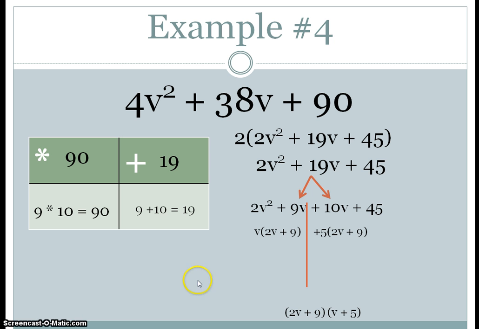Now we can't forget that we had actually pulled something out in the beginning. So what you need to do at this point is bring that greatest common factor back in, so that when we multiply this out, we would go back to our original expression. If you had just multiplied these two out, we would only get what's inside the parentheses, not our original equation. So always bring that greatest common factor that you pulled out back into our final answer. So this would be our final answer here.